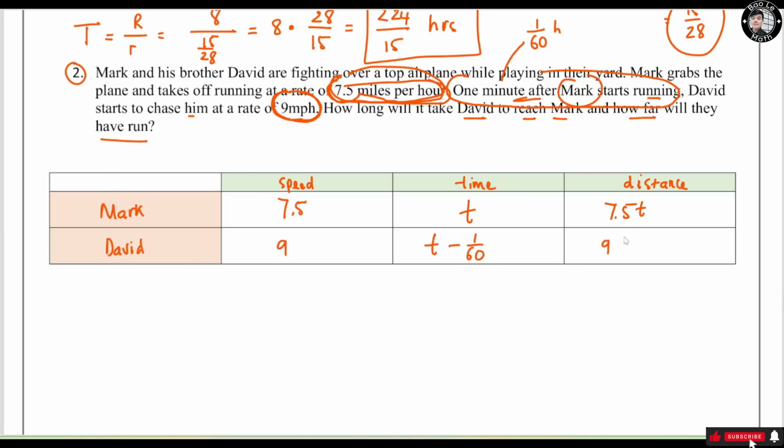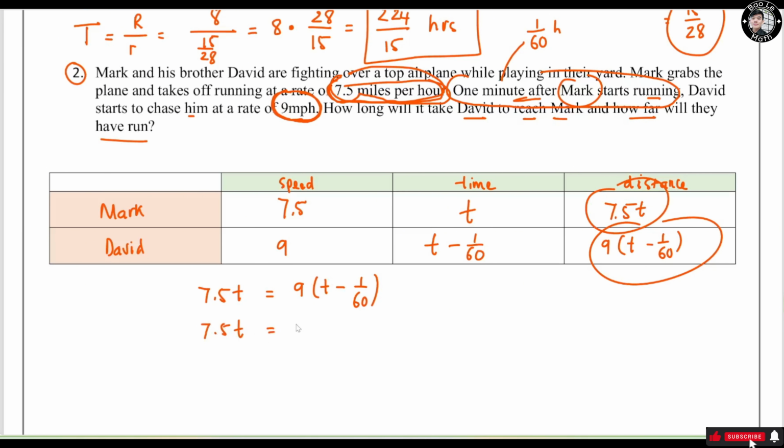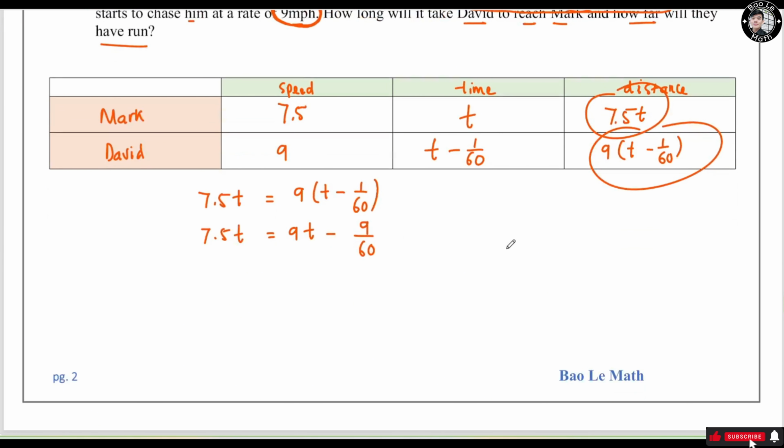And this one, 9 times T minus 1 over 60, right? Now, we just let this guy and this guy equal, and we solve for T, right? Now we just distribute this one, so we have 7.5 T equals 9 T minus 9 over 60, right? Now we're going to simplify 9 over 60, divide the top and bottom by 3. So we have 3 over 20, right? Whenever you solve a linear equation with fractions, we're going to multiply both sides by the denominator, which is 20 right here, right? So I'm going to multiply both sides by 20.